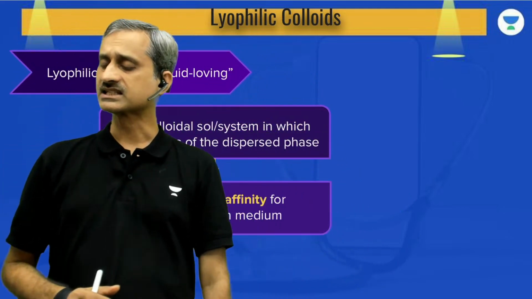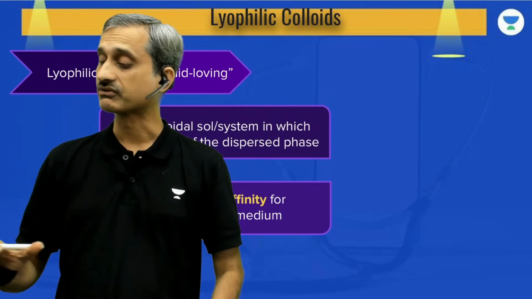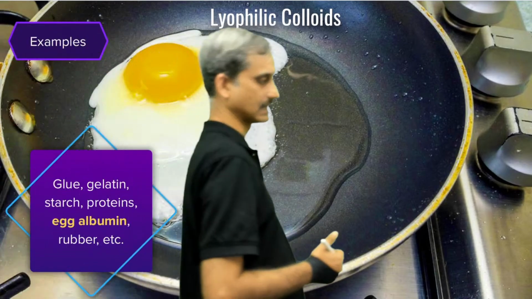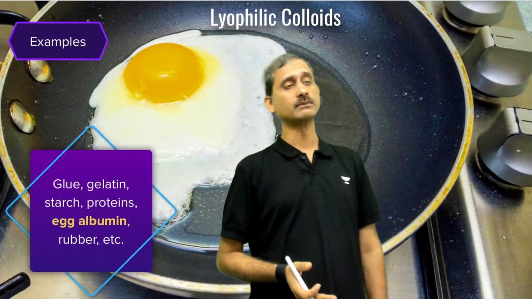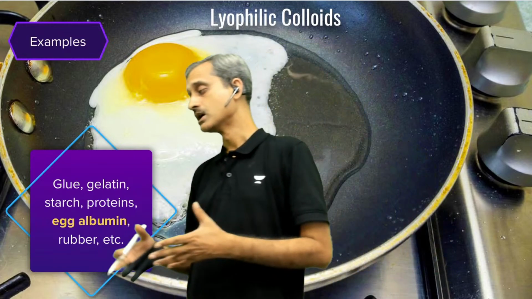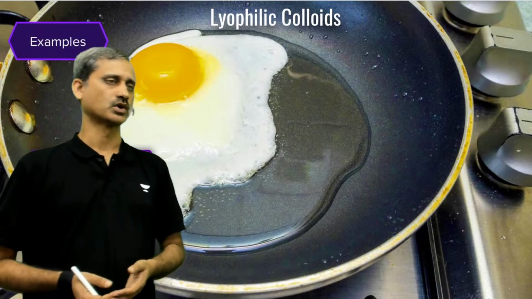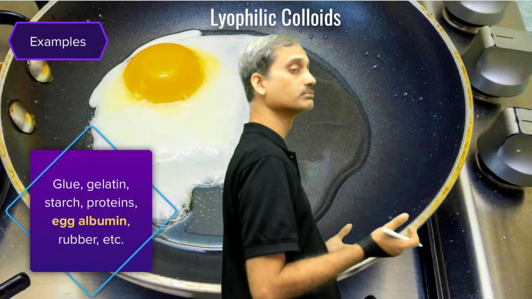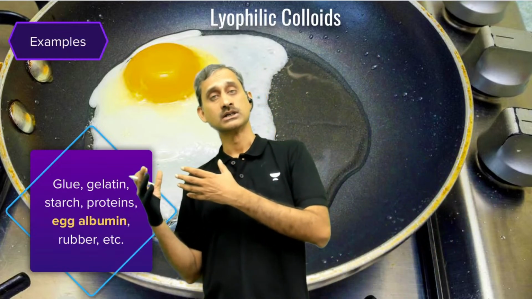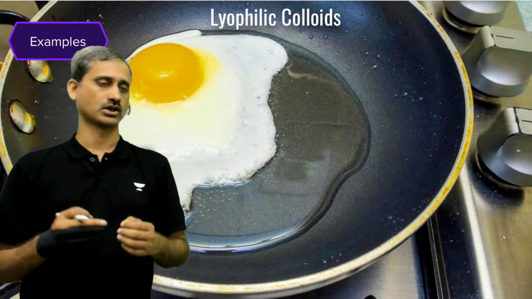So these are the colloidal systems in which the particles of the dispersed phase have a great affinity, so that they form their layer. There are so many examples of that. Like carbohydrates dispersed in water form a lyophilic colloid. Proteins dispersed in water, because they are capable of forming hydrogen bonds with water, also form a lyophilic colloid.